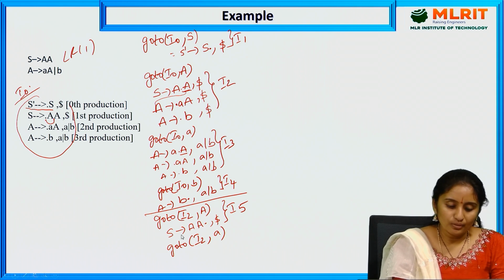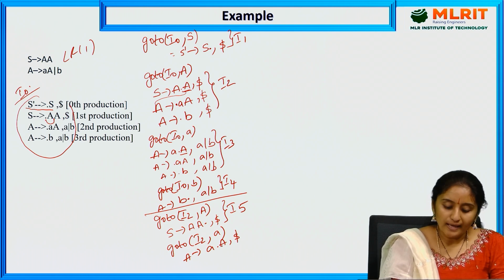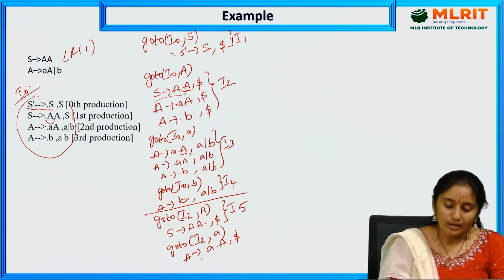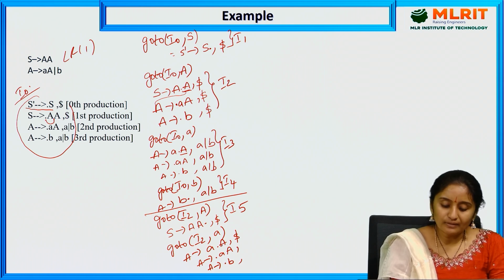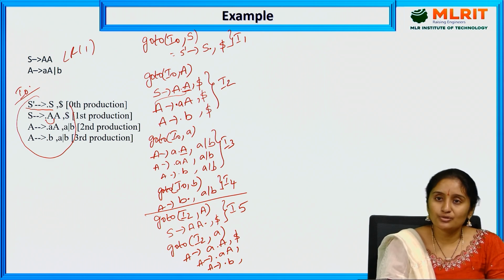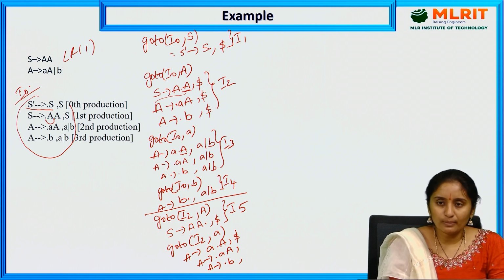A tends to A dot A comma dollar. As after the dot we have a non-terminal, we are going to write the productions of that particular non-terminal: A tends to dot a, A tends to dot B. So what will be the look ahead symbols? After the non-terminal there are no more symbols, only one non-terminal exists. This is case 2. In case 2, if we have only one non-terminal after the dot, we write the look ahead symbols of the original production.